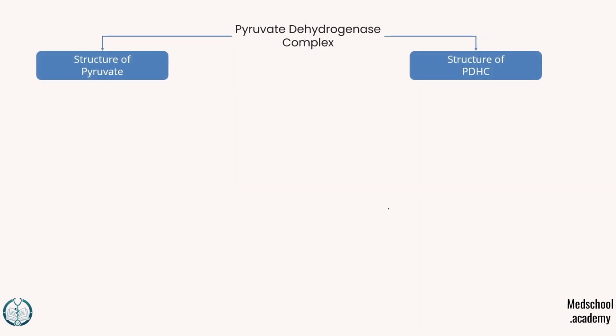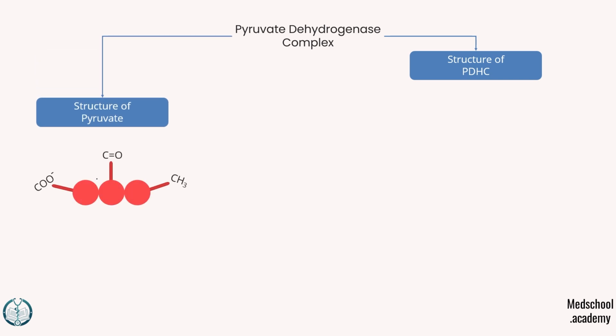So there are two things that we should master for talking about pyruvate dehydrogenase complex, and that is the structure of pyruvate and structure of pyruvate dehydrogenase complex. So pyruvate is made of 3 different carbons. The first one is attached to a carboxyl group, this one right here. The second one is attached to a carbonyl group. And lastly, we have the methyl group.